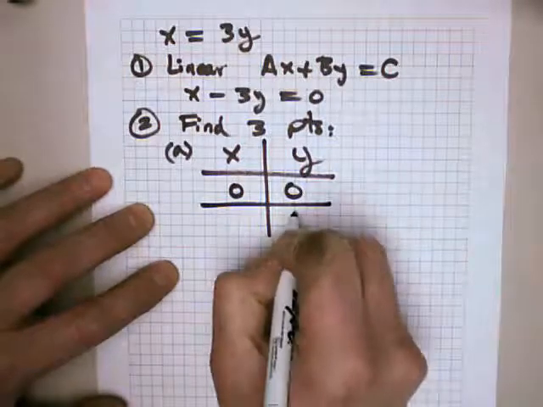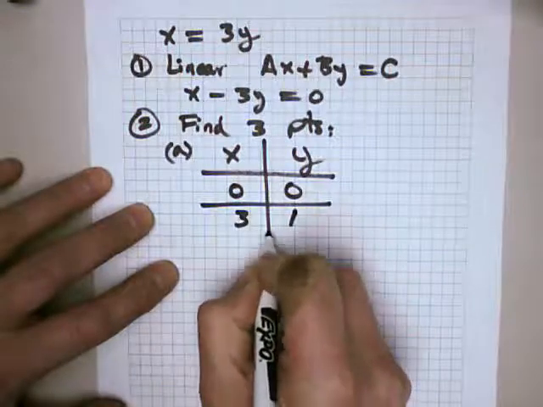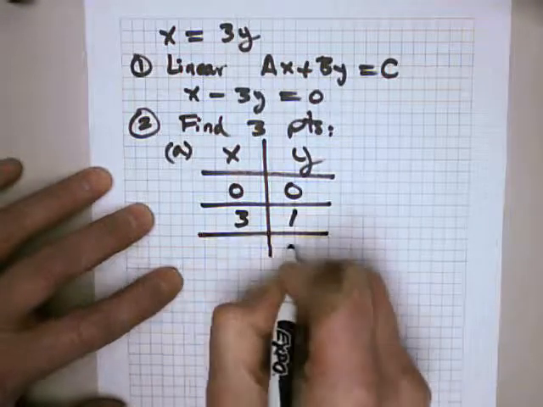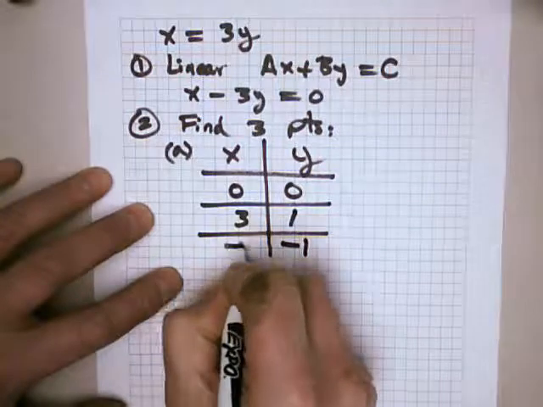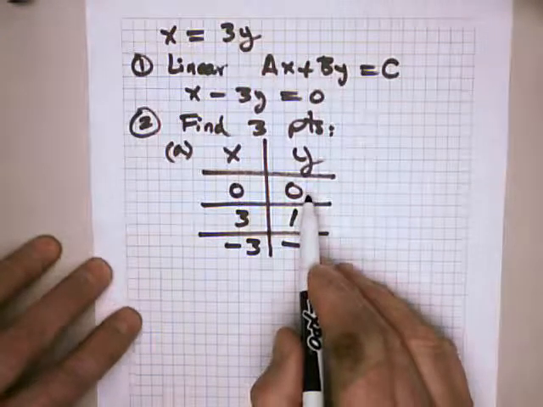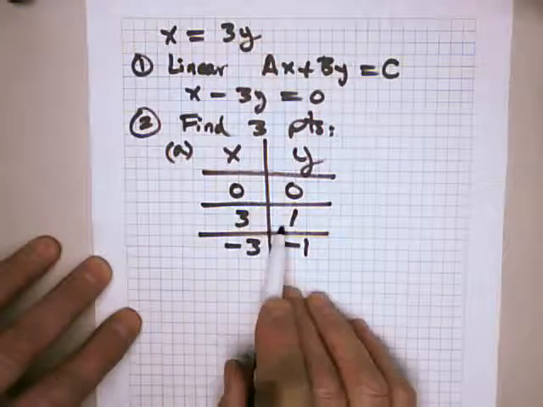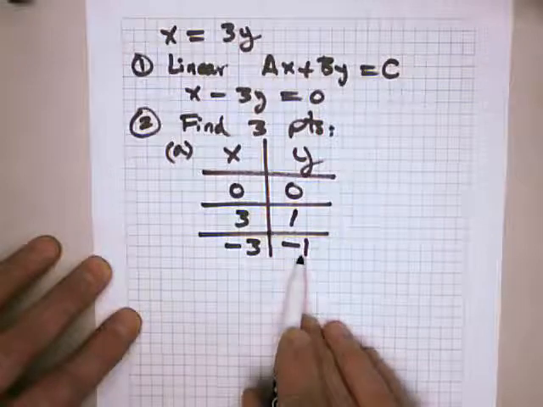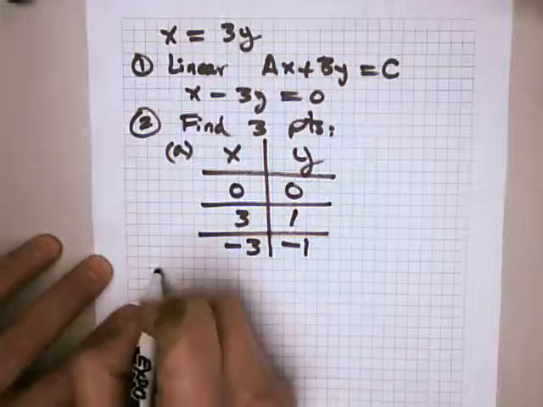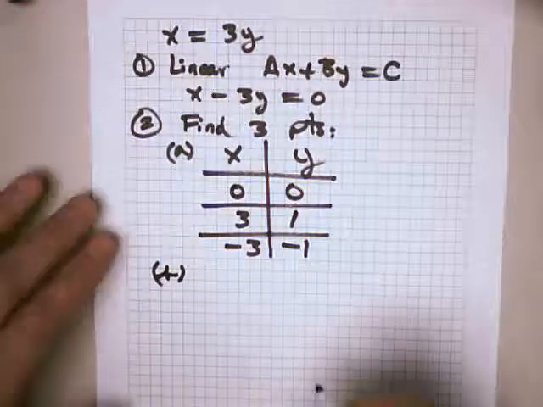If I plug in y equal to 1, notice that the corresponding value of x is 3. And if I put in negative 1 for y, I find negative 3 for x. So my 3 points that satisfy the equation of this line are 0, 0; 3, 1; and negative 3, negative 1. Well, let's graph those 3 on a graph and see what happens.